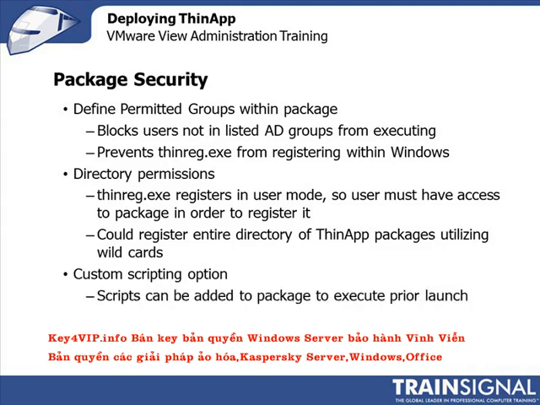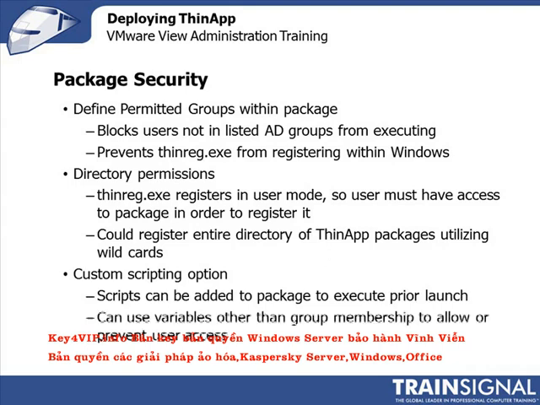Finally, you can use custom scripting in order to determine whether a user has access. This is done inside of the package before the application inside that package is launched. This allows you to use multiple different variables other than just group membership to allow or prevent access to the package. For example, you may only want an application to run at a certain time of day. Using a custom script within the package, you could check the time before the application is launched and potentially prevent it from executing if it's outside that certain time range.